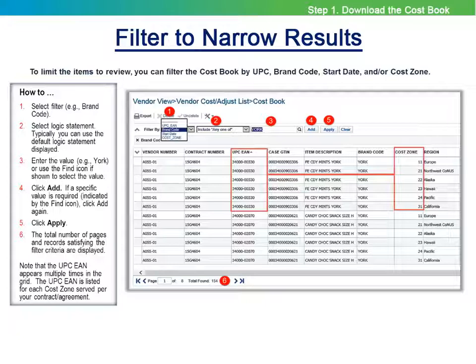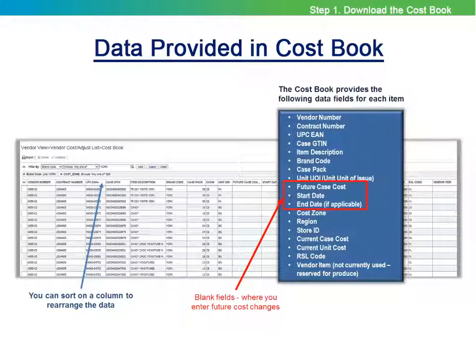Note that the UPC EAN appears multiple times in the grid. The UPC EAN is listed for each cost zone served per your contract or agreement. An example of using the Find icon and wildcards to filter the cost book is provided in the Vendor Reference Guide, Section 3.3. The cost book includes 18 columns of data for each item as shown. You will use the future case cost, start date, and end date columns to enter your cost changes. Remember, you can sort on any column to rearrange the data.